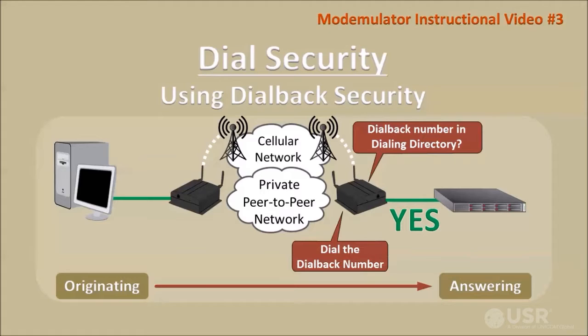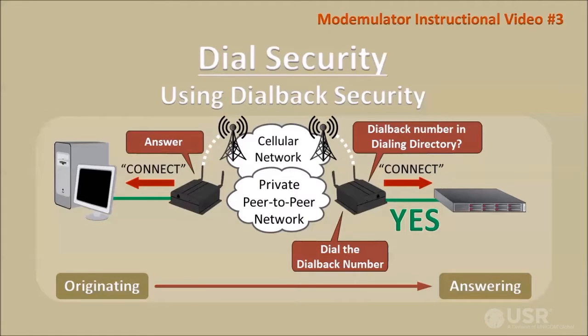If a match is found, the answering modemulator will dial the dialback number. Assuming that the dialback number routes to the originating modemulator, the originating modemulator must answer, either manually or using auto answer, to complete the connection.